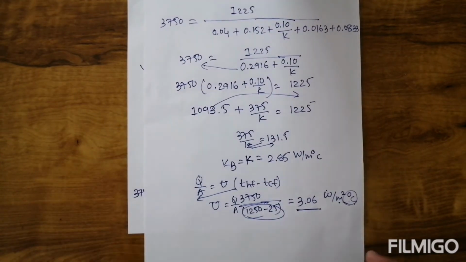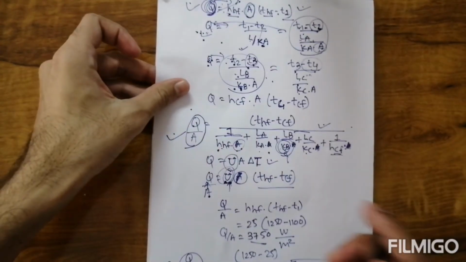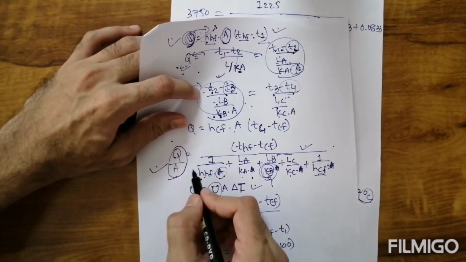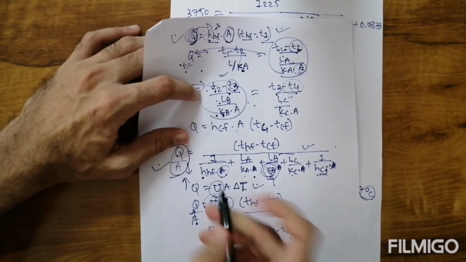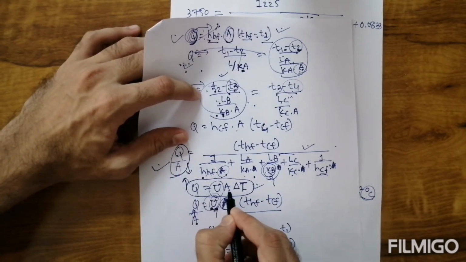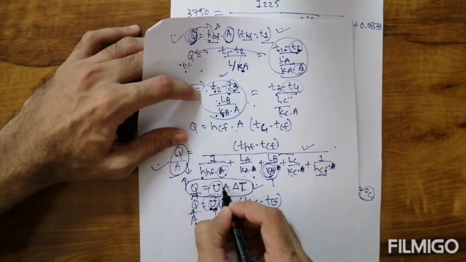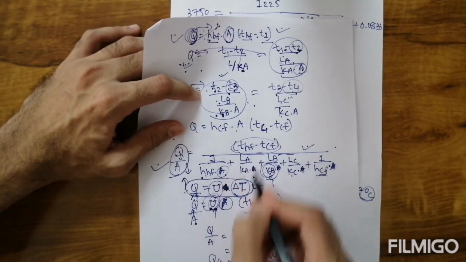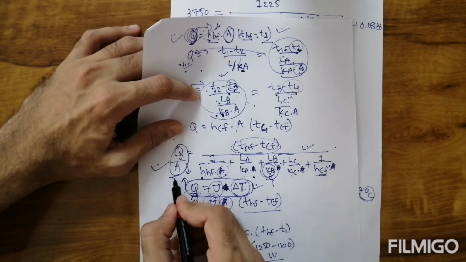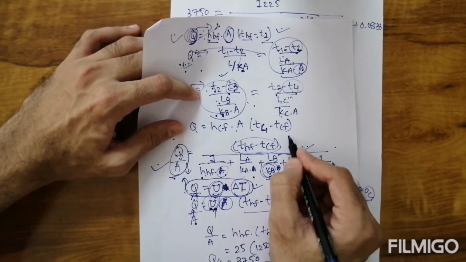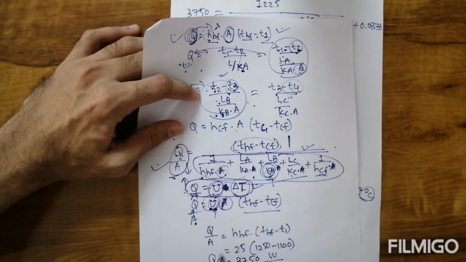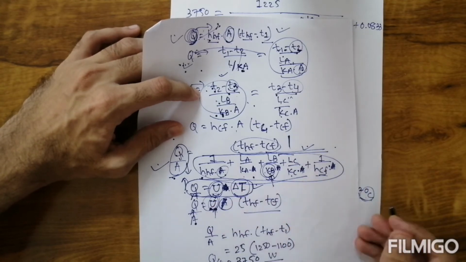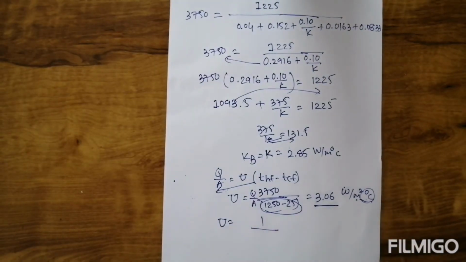You can also use another equation: capital U is equal to 1 upon the resistance. Compare both equations: Q is equal to UA delta T, taking the area to this side, where delta T means THF minus TCF and Q by A as it is. So U is equal to 1 upon the whole resistance. You can put in each and every value, because we are finding KB, and then you can also find the value of capital U. Both give the same answer.